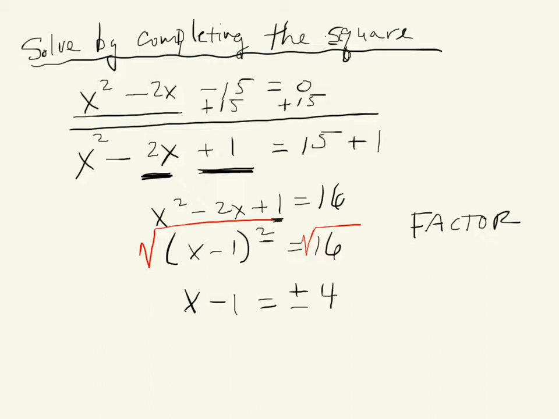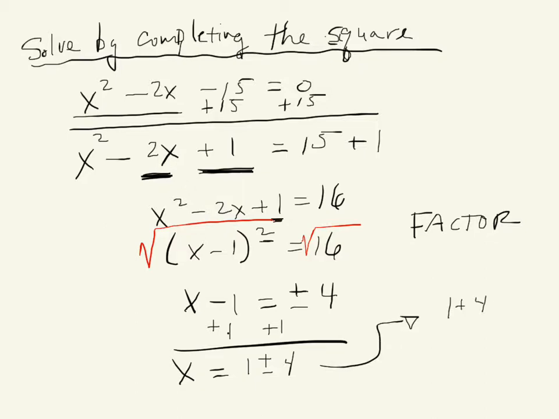So now we have to solve for x. Going to add 1 to both sides. So we get x equals 1 plus or minus 4. Well, here's what x equals. 1 plus 4, that's 5. 1 minus 4, that's negative 3. There's your two answers right there, 5 and negative 3. That's what x is. Let's look at another one.